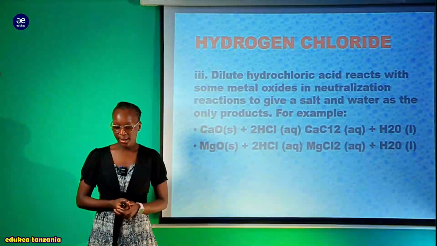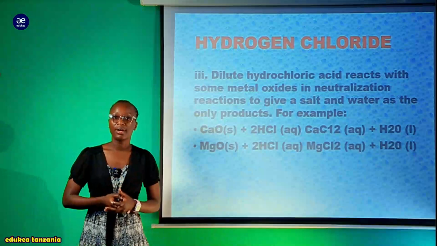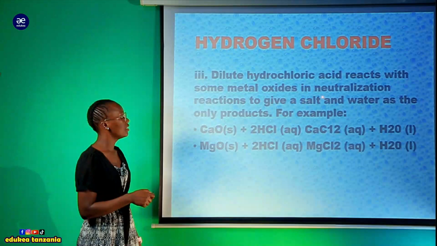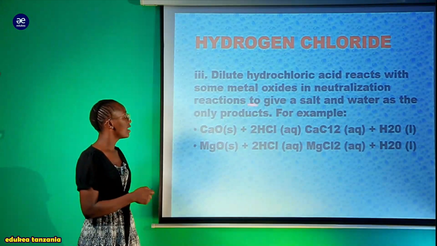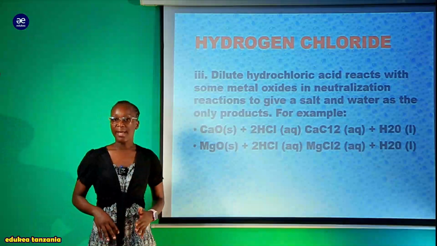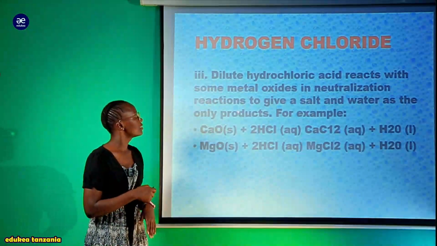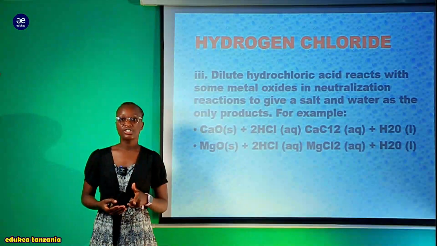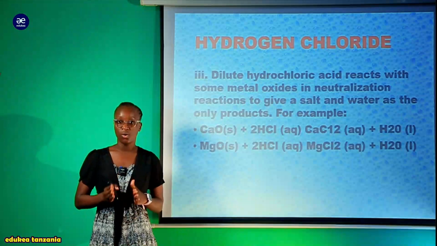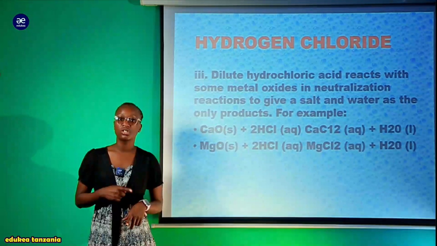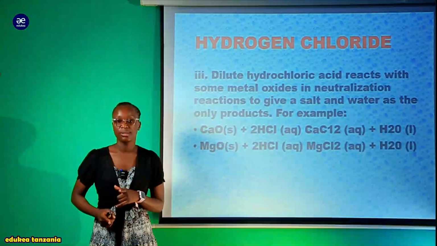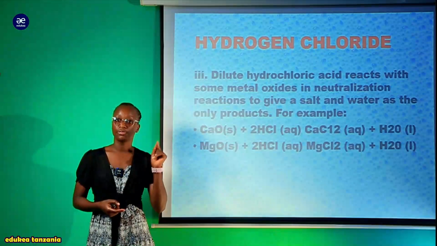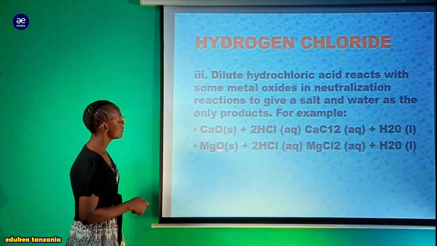Now my student, another chemical property of hydrochloric acid is dilute hydrochloric acid reacts with some metal oxides in a neutralization reaction to give salt and water as the only products. Kwamba hydrochloric acid mwenyewe ana react na hizi some metals of oxide, na akireact na some metals of oxide anakwenda kufanya reaction, anakwenda kuproduce salt and water only. Na tunajua kwamba reaction ambayo ina produce salt and water only, we call it neutralization reaction. Mean that there is acid and base reacting together, and finally we are going to have the product of salt and water. So this is the example here.